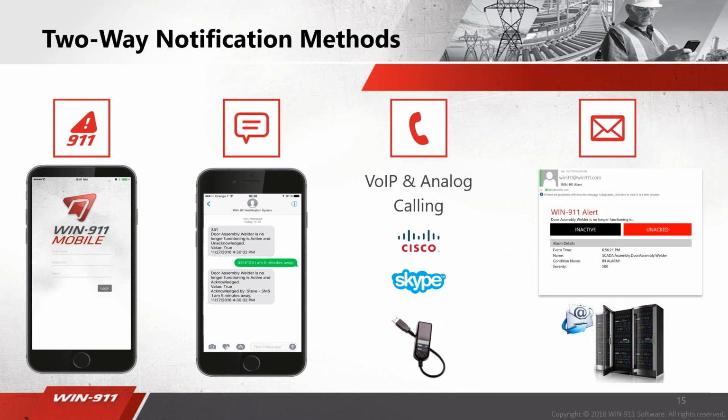Next one is voice calls, where we'll call you and verbalize the alarm details. There are two ways that we can accomplish that. The first one would be voice over IP. If you have a voice over IP system at your plant or your office or wherever it may be that supports SIP, that's a protocol, SIP, which is a fairly standard protocol that almost every VoIP server supports, then you should be able to use WIN-911 with that voice service.